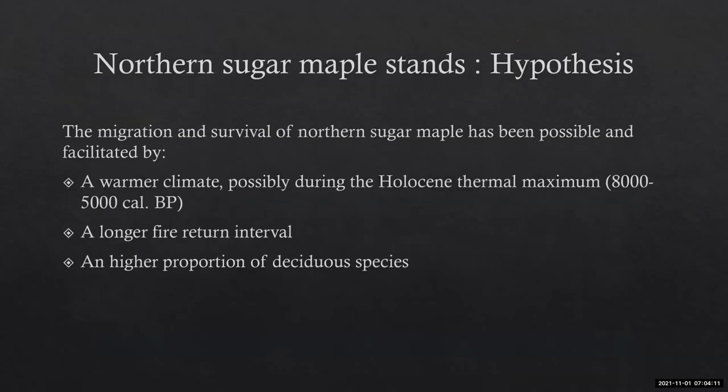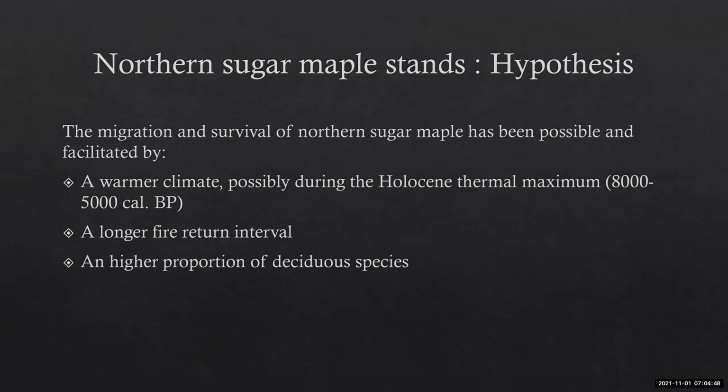We have a few hypotheses about how the northern sugar maple stands established and survived. Probably it happened during a warmer climate, during a period called the Holocene thermal maximum, between 8,000 and 5,000 BP. BP is for before present. This is because Acer saccharum is mostly a temperate species.